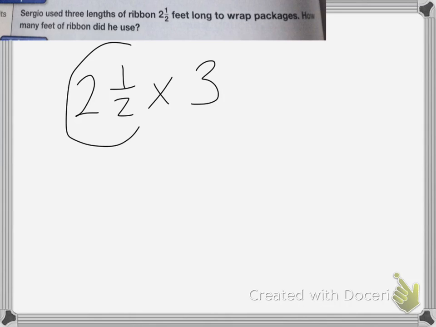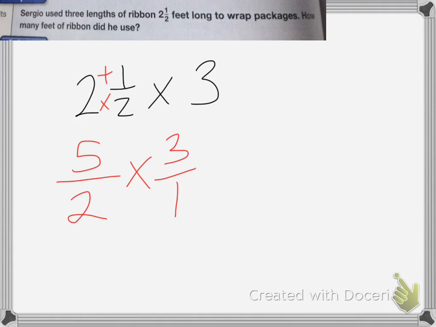Now I cannot multiply by a mixed number. I need to change it to an improper fraction. So to do that, remember, we do 2 times 2 is 4, plus 1 is 5. So it's going to be 5 halves, because the denominator stays the same. And times that by 3 over 1.